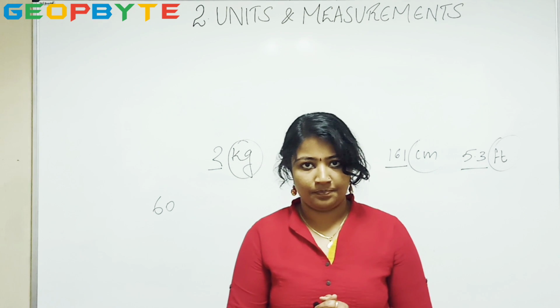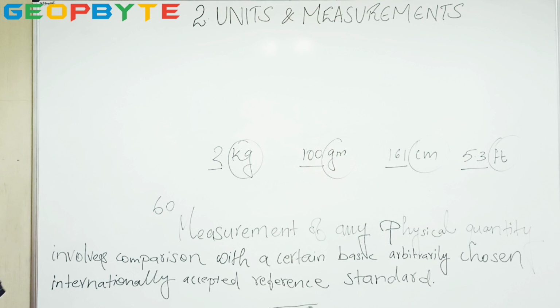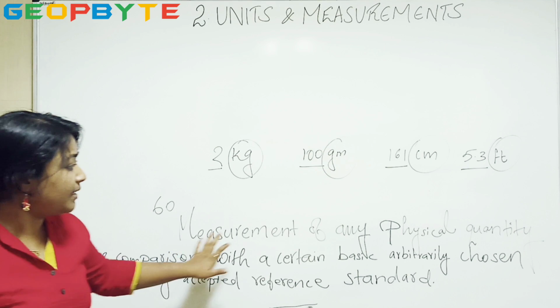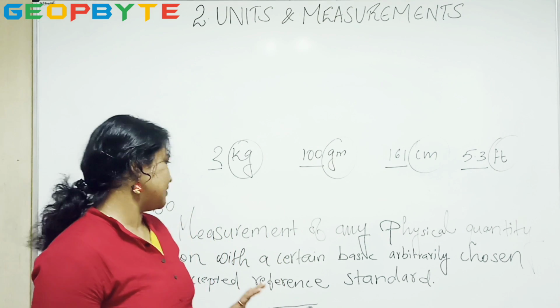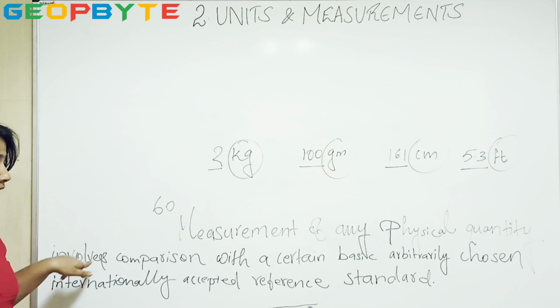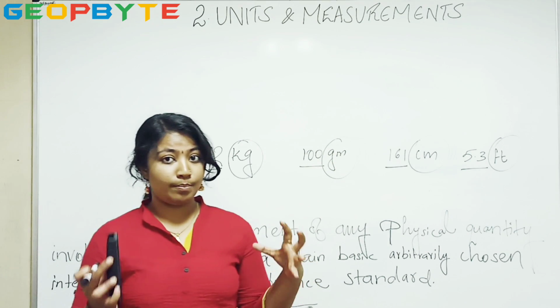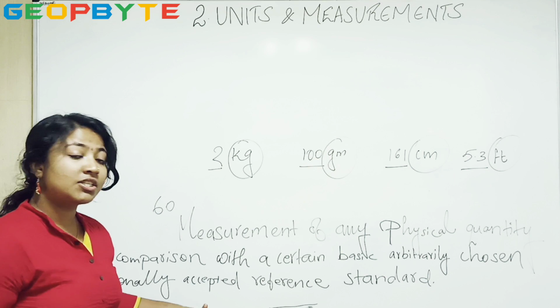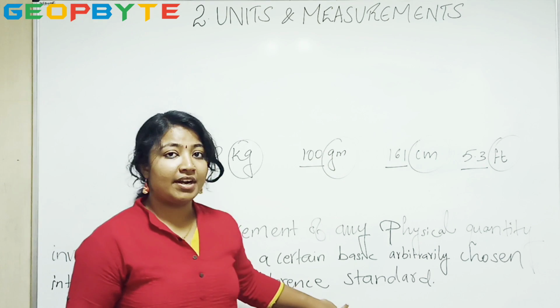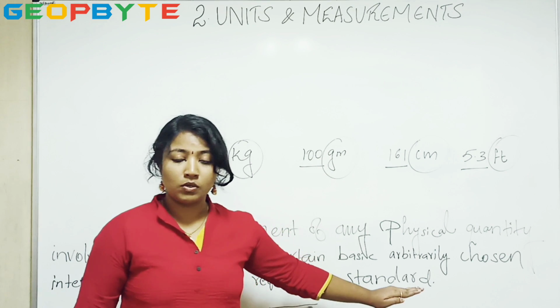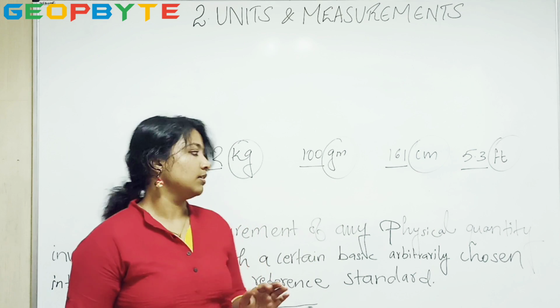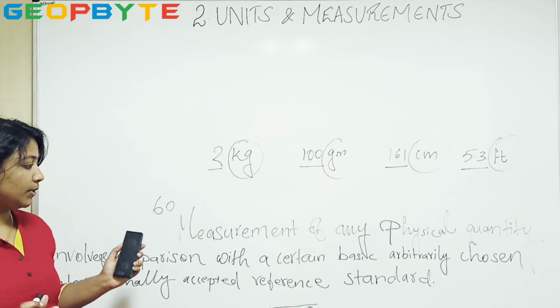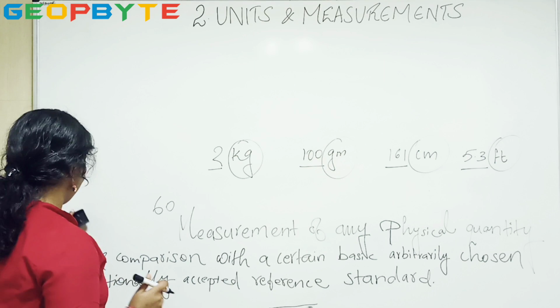So, a unit can be defined as: measurement of any physical quantity involves comparison with a certain basic, arbitrarily chosen, internationally accepted reference standard. So this is known as what? Unit can be defined as this.